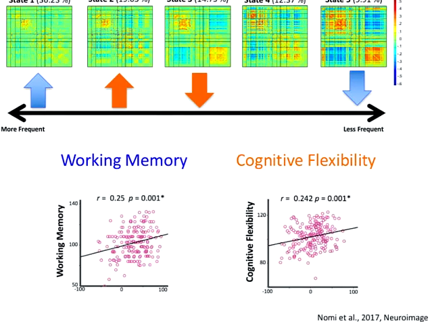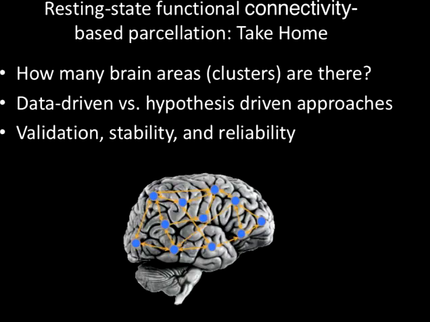And something similar for a measure of cognitive flexibility: individuals who spent more time in state 2 and less time in state 3 showed higher cognitive flexibility scores. So these are just a little flavor of the types of cognitive neuroscience or clinical neuroscience applications that you may be interested in, and why you might want to do whole brain parcellation in the first place.